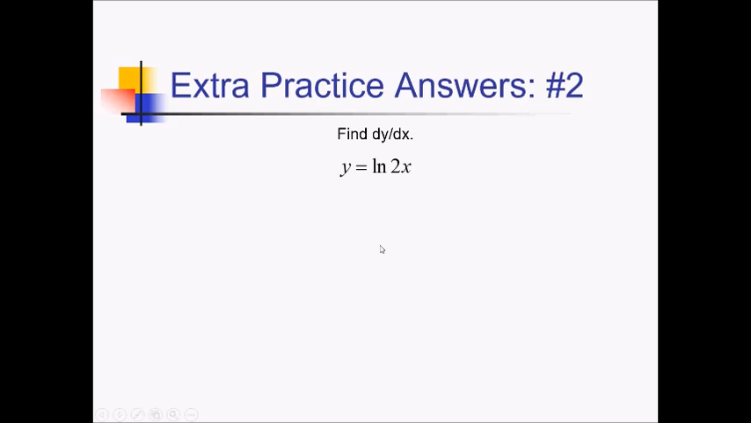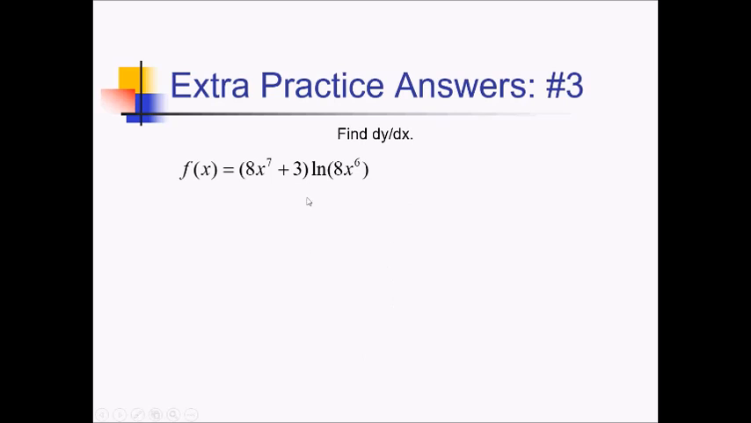For this problem, I want the derivative of ln of 2x. So this is a small chain rule. We have the ln of something. Derivative of that is 1 over the something, which is 2x in this case. And now we have to multiply that by the derivative of 2x, which is 2. I'll just put that in the numerator here. And no need, but if you really wanted to, you could reduce this to 1 over x.